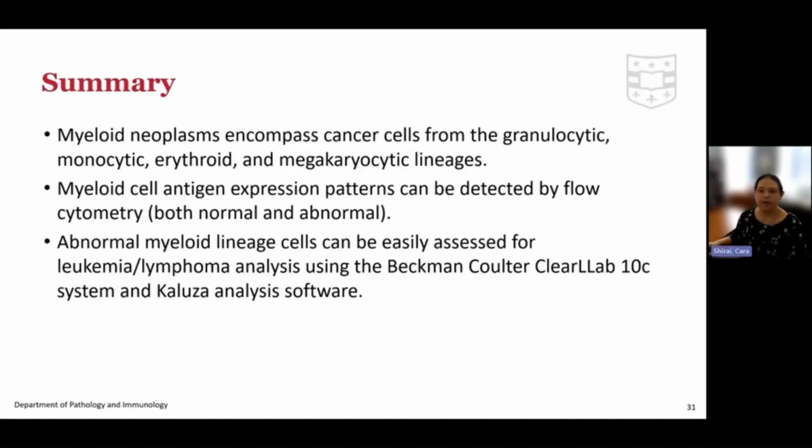With that, I would like to conclude my presentation today by summarizing the main topics we reviewed. Myeloid neoplasms encompass cancer cells from the granulocytic, monocytic, erythroid, and megakaryocytic lineages. Myeloid cell antigen expression patterns can be readily detected by flow cytometry, and this includes both normal and abnormal. Abnormal myeloid lineage cells can be easily assessed for leukemia lymphoma analysis using the Beckman Coulter FDA-cleared ClearLLab 10-color system, Kaluza analysis software, and accompanying templates and tools.